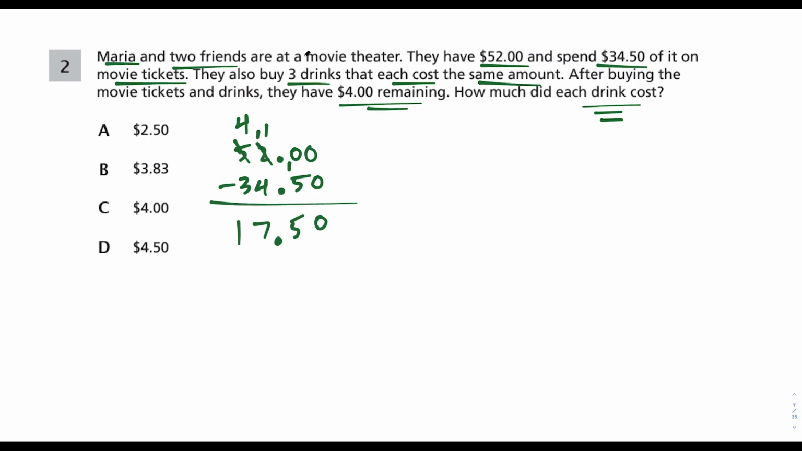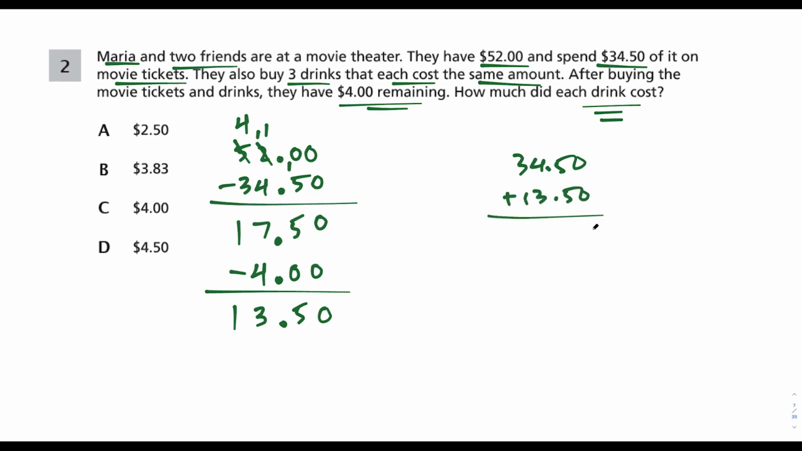So now let's think about this. They also bought 3 drinks that cost the same, but after they bought the drinks, they had $4 left. So what we could do is subtract the $4, and this will tell us how much they spent on drinks. If we subtract this, we're going to be left with $13.50. Because be mindful, if you think about it, they spent $13.50 on drinks, and they spent $34.50 on the movie tickets. And if we add those two values together here, this is going to work out to $48, which definitely tells us they have $4 remaining, because that would bring us back to the total 52. So this is the amount for drinks.